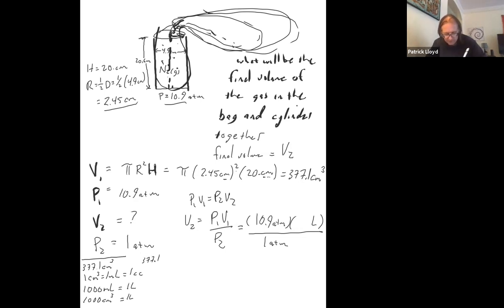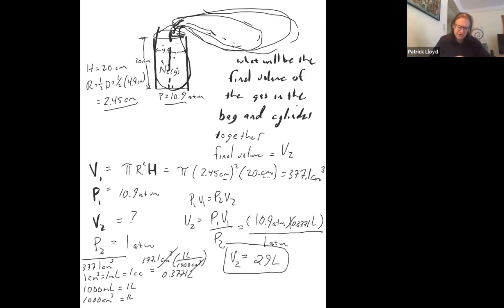So 377.1 centimeters cubed, and 1 liter is 1,000 centimeters cubed. It's not as hard as I thought it was going to be. So you get 0.3771 liters. That's easy. We only need 2 significant digits. So V2 would be 10.9 divided by 0.3771, and to 2 significant digits, this is 29 liters.